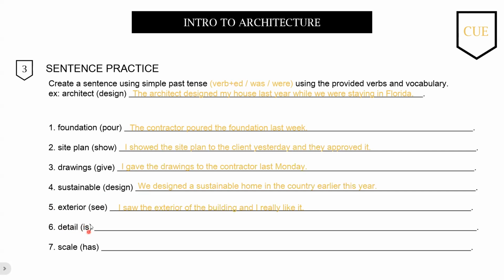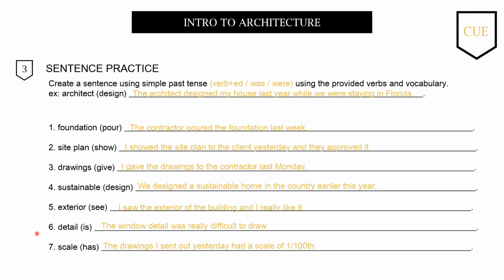Number 6, detail. Is, I give you a be verb here. Past tense for is is was. The window detail was really difficult to draw. Number 7, scale, has. Past tense for has is verb ed, had. The drawings I sent out yesterday had a scale of 1 to 100 or 1/100. Sent also is past tense here.